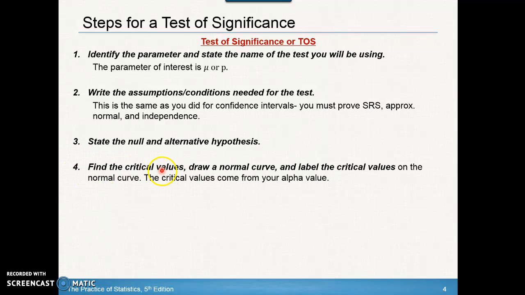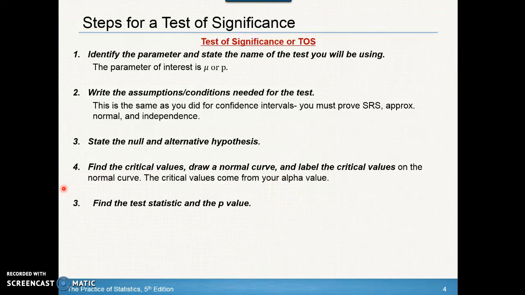We're going to find the critical values. So what are your critical values? Your critical values are your z-scores in this case. The critical values are on your curve where you're rejecting or failing to reject the null. So sort of like in the last section, we had that alpha line that we were rejecting or failing to reject the null. We're going to find the z-score that goes with that area that defines the difference between rejecting and failing to reject the null. You're going to draw a normal curve, label the critical values on the curve, and the critical values come from your alpha value.